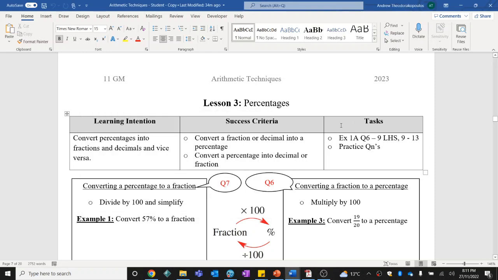Hi, Year 11. So this is lesson 3, percentages, and we're going to go through the notes so that way you can complete them, and that way it can help you complete your set questions, which is exercise 1A.